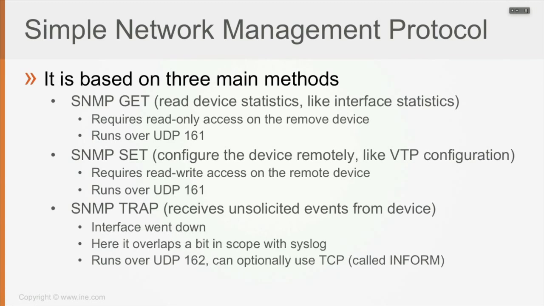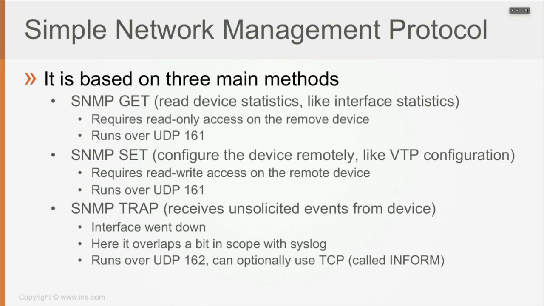This action likewise runs over UDP 161. That's because both the SNMP get and SNMP set functions are initiated by the SNMP server or manager. Both of them are running over UDP 161.